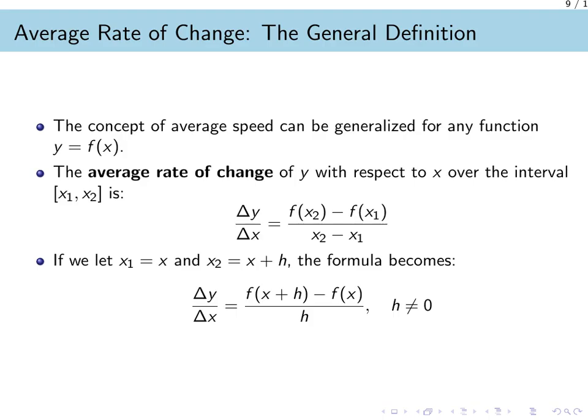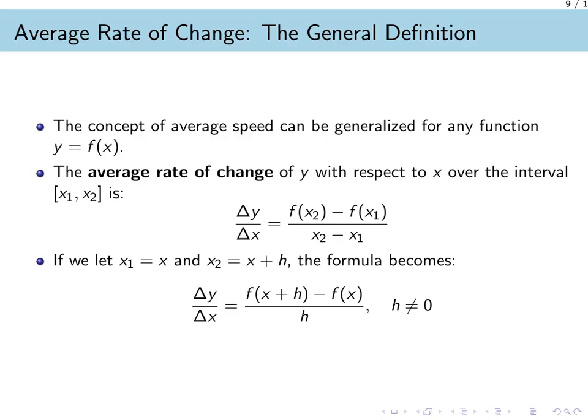Let us formalize the concept of an average rate of change for any function, as this is a foundational tool in calculus. The average rate of change measures how a function's output, which we call y, changes relative to its input, x, over a specific interval. We calculate this by taking the total change in y, written as delta y, and dividing it by the total change in x, or delta x.